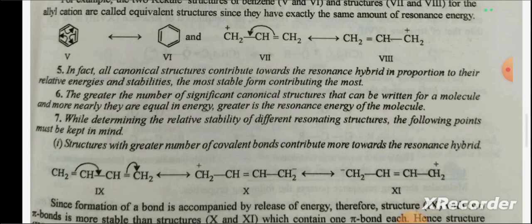Sixth is the greater the number of significant canonical structures that can be written for a molecule and the more nearly they are equal in energy, the greater is the resonance energy of the molecule. Seventh, while determining the relative stability of different resonating structures, the following points must be kept in mind.